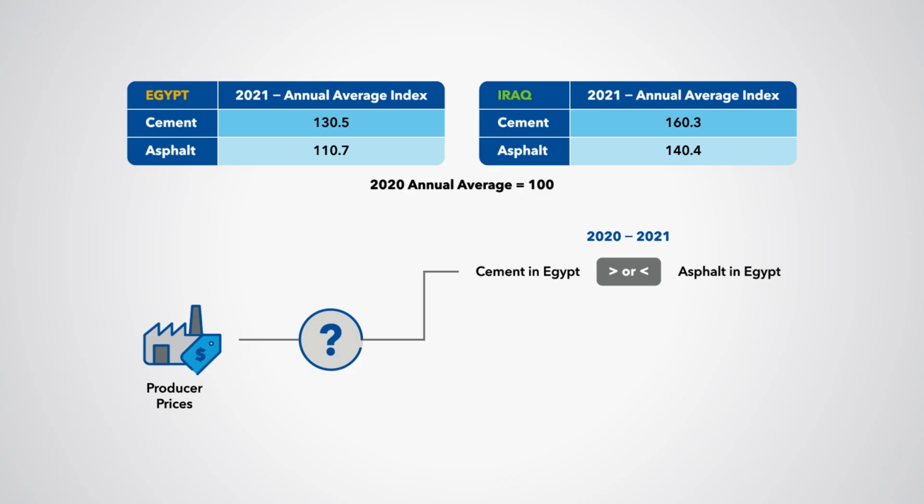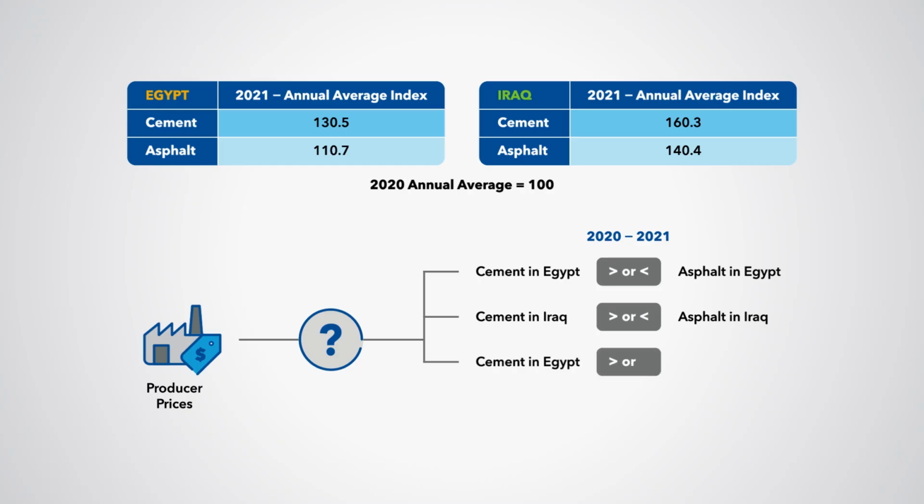The data also do not tell us whether producer prices for cement in Iraq are higher or lower than producer prices for asphalt in Iraq in 2020 or 2021. In addition, they also don't tell us if producer prices for cement in Egypt are higher or lower than producer prices for cement in Iraq in either 2020 or 2021. Or if producer prices for asphalt in Egypt are higher or lower than producer prices for asphalt in Iraq in either 2020 or 2021.